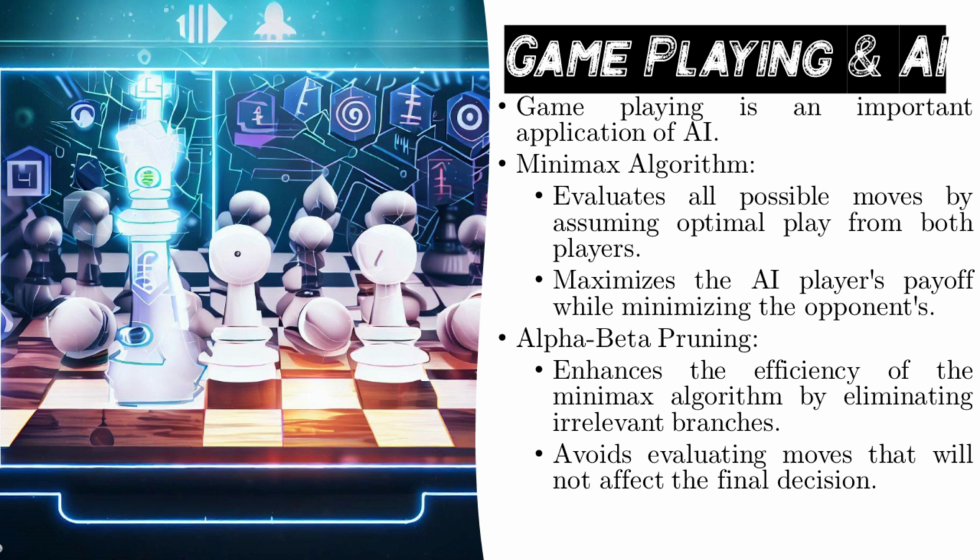Another important concept in game playing is alpha-beta pruning. This technique enhances the efficiency of the minimax algorithm by eliminating irrelevant branches, avoiding the evaluation of moves that will not affect the final decision.